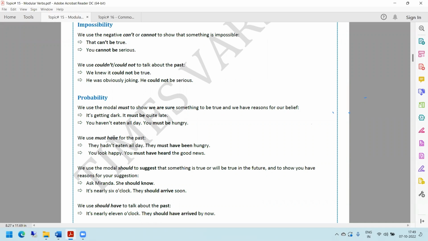We use must have for the past, these two words as a modal verb. They had not eaten all day. They must have been hungry. Must have. You see here, must, then been is added to make this sentence passive. So you look happy, you must have heard the good news. So you see here it shows possibility.